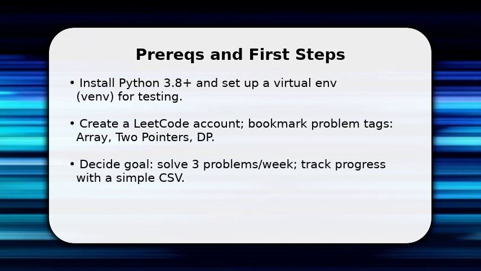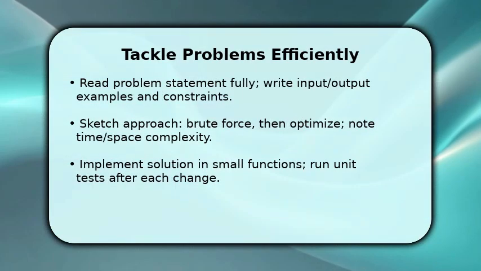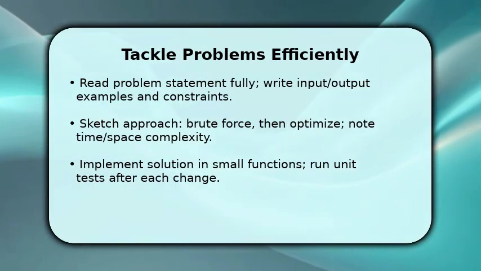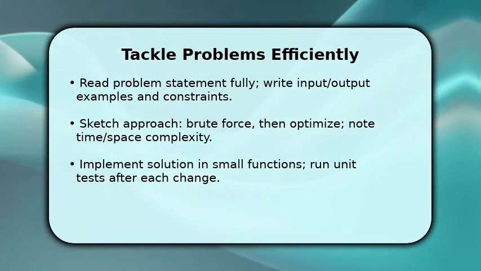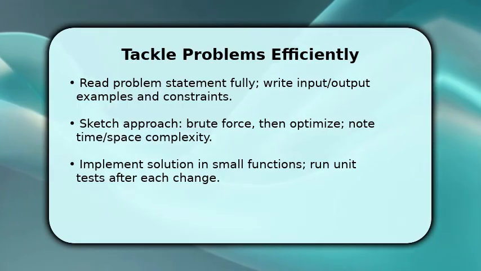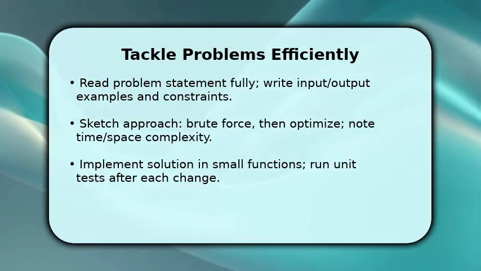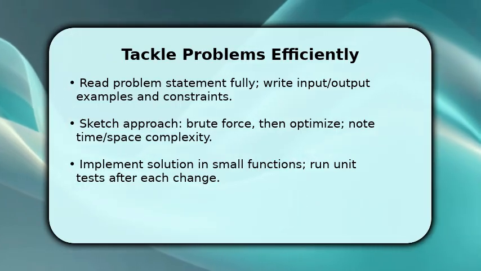You should begin by parsing examples and constraints to spot edge cases. Implement a brute force version if you're unsure, then profile where it fails complexity-wise and refactor toward optimal patterns like 2 pointers or hash maps. Write unit tests for normal and edge cases, run them often, and commit working snapshots.